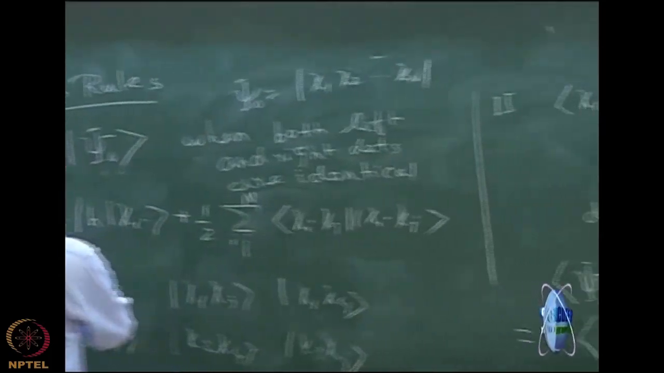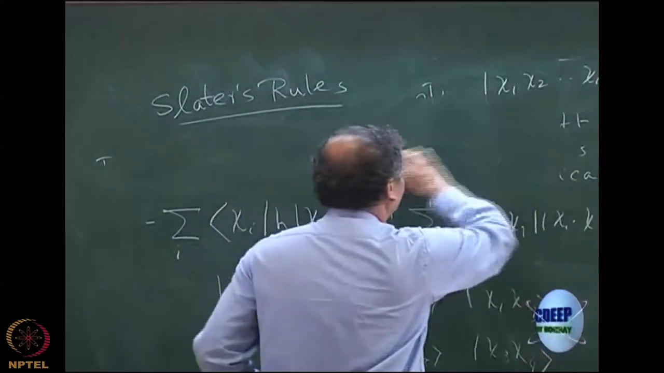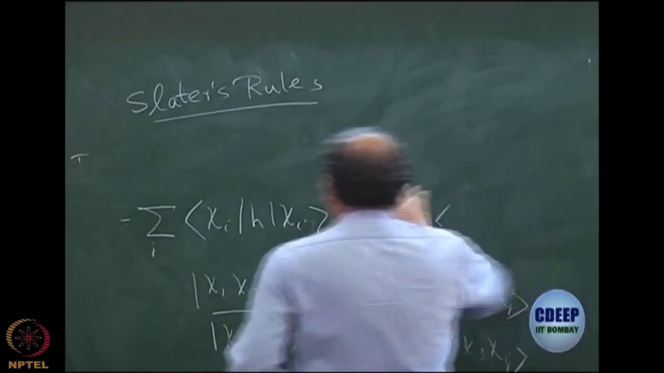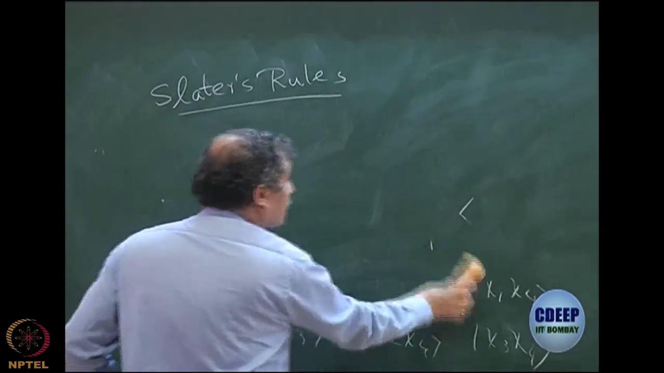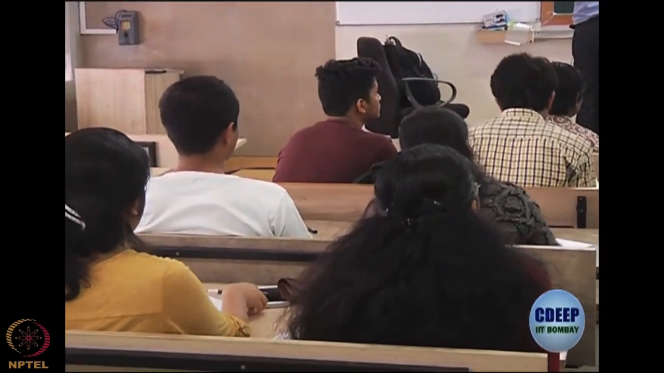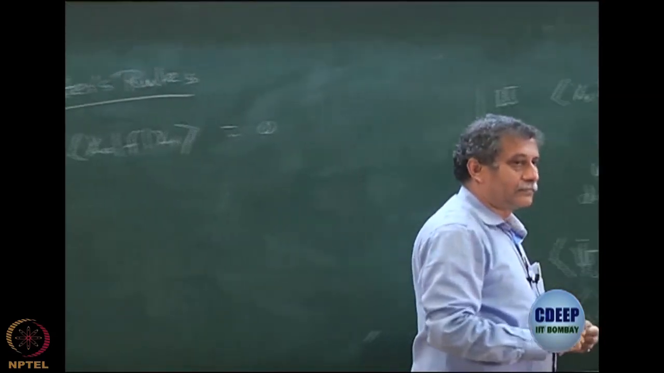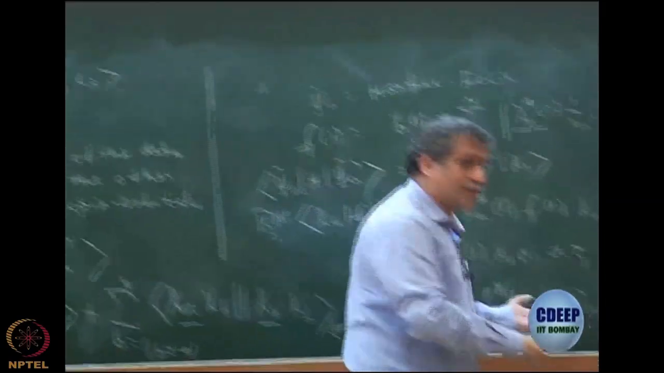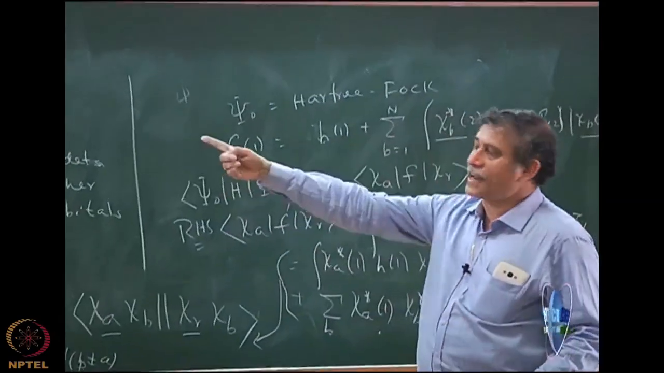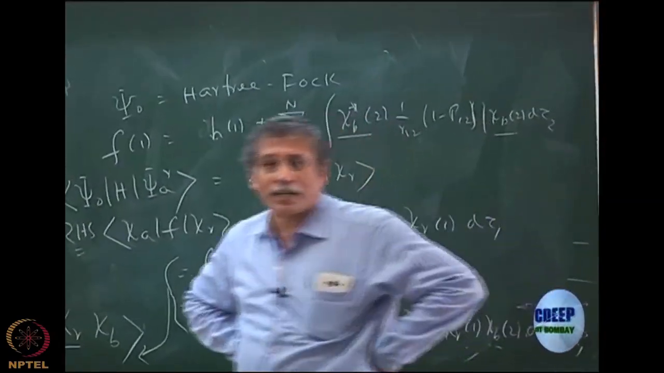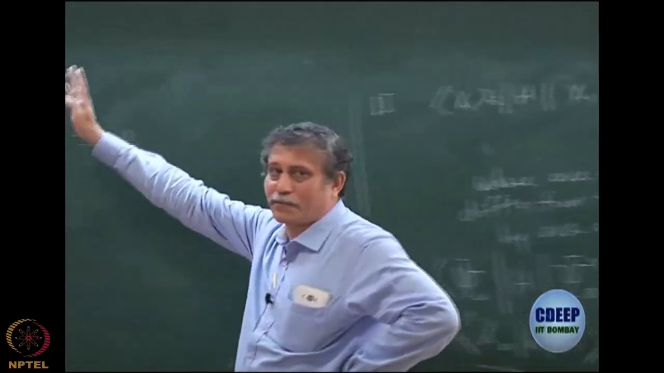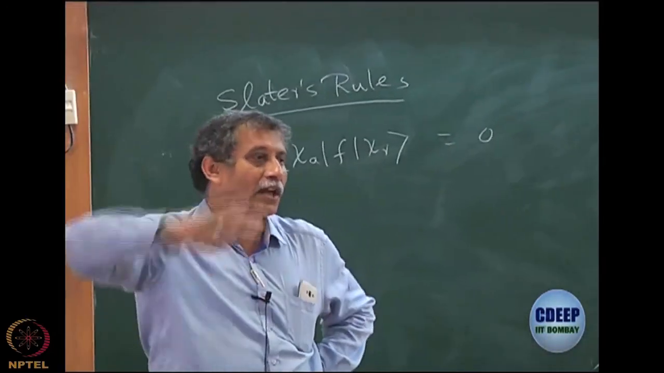This leads to an extremely interesting theorem. What is ⟨χ_a|f|χ_r⟩? It is nothing but 0. Not because of this integral, but because of ⟨χ_a|f. Can somebody tell me why? Note that χ_r is an unoccupied orbital, which is orthogonal to the occupied.